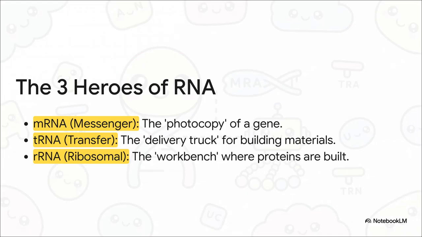And it's not just one type of RNA. It's a whole team of RNA heroes working together. You have messenger RNA, or mRNA, that's the literal photocopy of the gene. Then there's transfer RNA, or tRNA, which acts like a fleet of tiny delivery trucks, bringing in the exact building materials needed. And finally, ribosomal RNA, or rRNA, is actually a part of the factory itself. It makes up the workbench where the protein gets built.